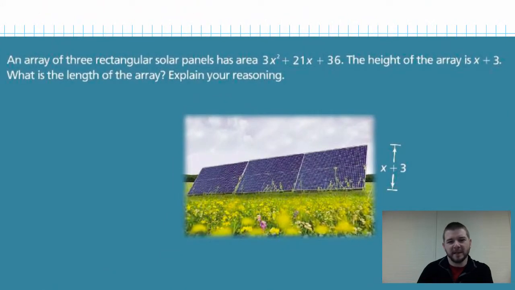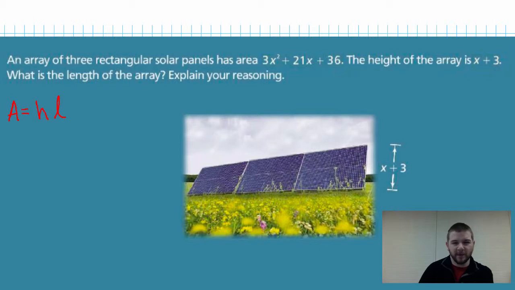So another section with examples regarding solar panels. An array of 3 rectangular solar panels has an area of 3x squared plus 21x plus 36. The height of the array is x plus 3. What is the length of the array? Explain your reasoning. So once again we have an application problem, and once again we have a rectangle, and once again the dimensions of the rectangle are given to us as polynomial expressions. We have an area, we have a height, and we're asked to find the length.